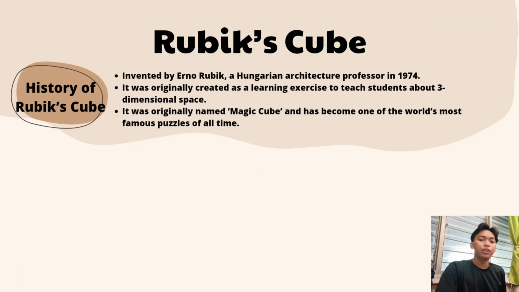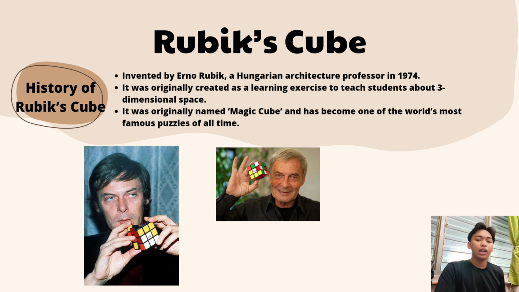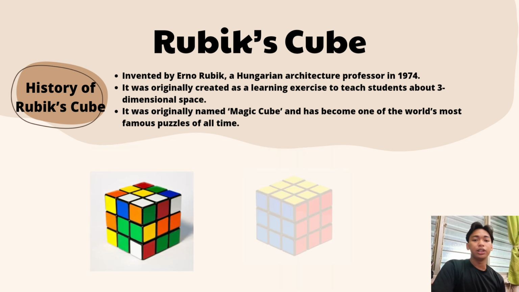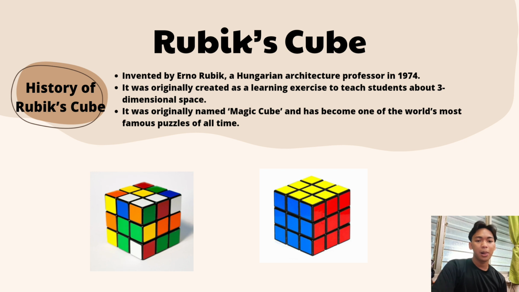Did you know that the Rubik's cube was invented by Erno Rubik, a Hungarian architecture professor, in 1974? It was originally created as a learning exercise to teach students about 3-dimensional space. It was originally named the Magic Cube and has become one of the world's most famous puzzles of all time. And now, back to Zakirul.